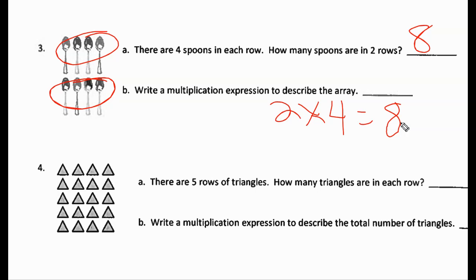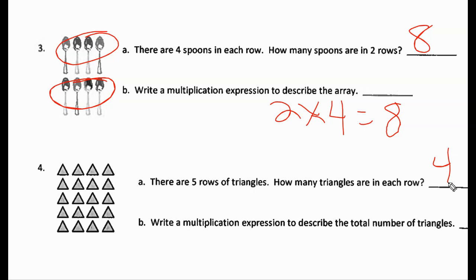All right. Look at 4. It says there are 5 rows of triangles. All right. That's true. 1, 2, 3, 4, 5. 5 rows of triangles. How many triangles are in each row? So how many triangles are just in 1 row? How many? 4. It says write a multiplication expression to describe the total number of triangles.